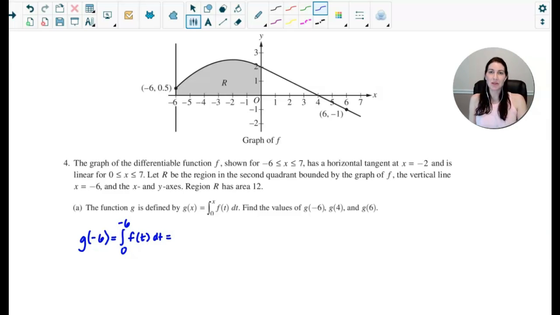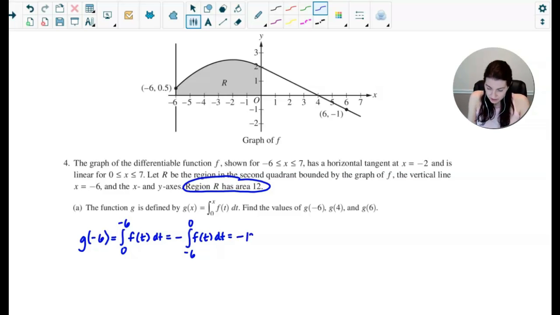Now, I like to put the lower x value on the bottom, so I'm going to switch these limits, and I can do that as long as I make the integral negative. And the integral from -6 to 0 of f of t dt, well, that is the region R, and it was given to us in the problem that region R has an area of 12. Therefore, this function value of g of -6 will come out to be -12.